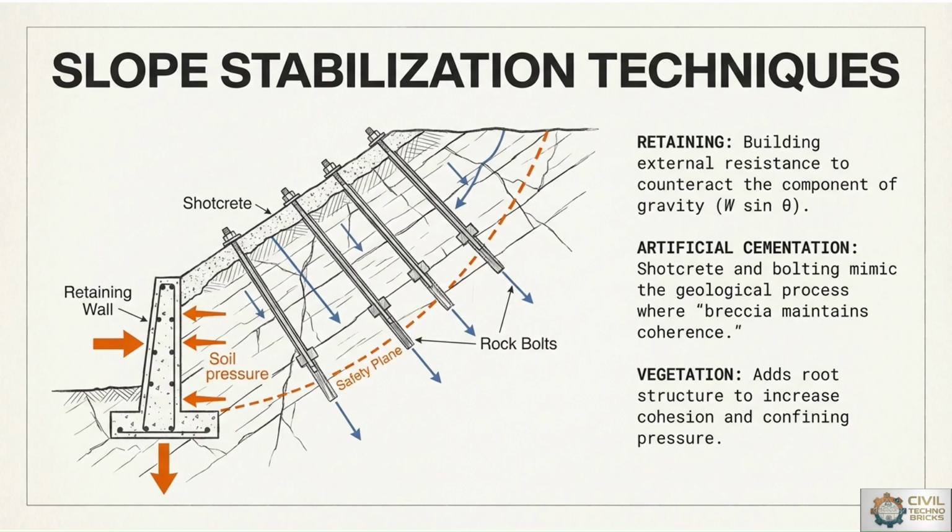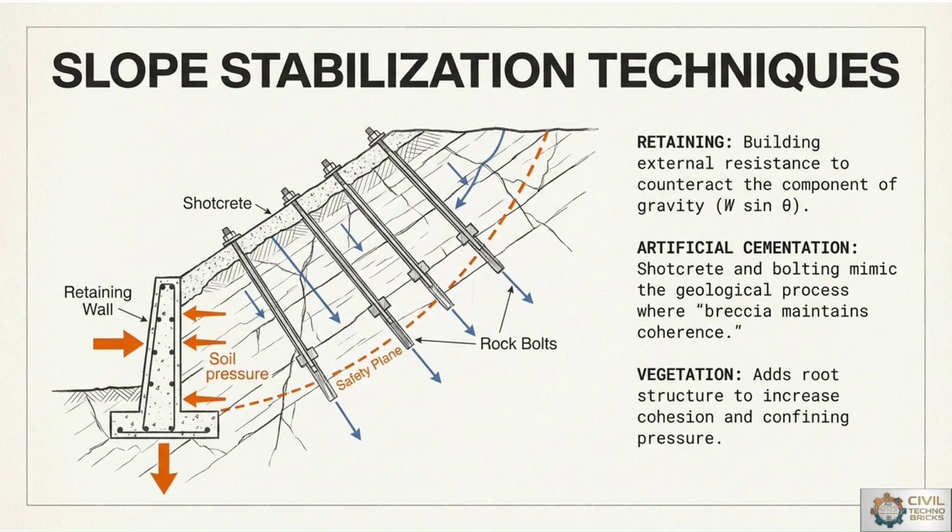So retaining, building the external resistance to counteract the movement or the component of gravity, W sin theta. We can also say that heavy external retaining structures are constructed at the toe of the slope to supply artificial resistance against gravitational driving force. So the high tensile steel rock bolts are driven deep inside, past the internal safety plane, into stable bedrock, just like rock bolts. This is combined with a surface layer of sprayed concrete, just like the shotcreting process, to lock loose breccia together, or we can say rock tectonic plates together.